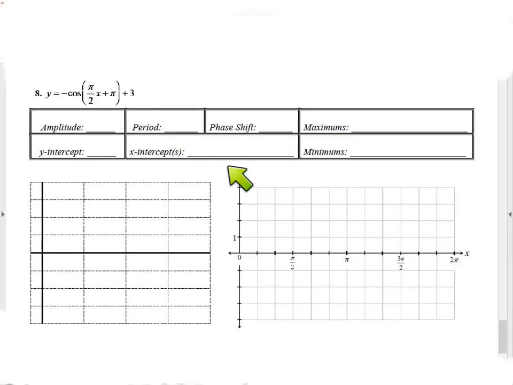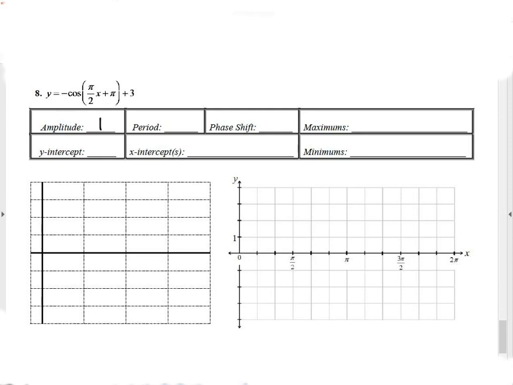Okay, it looks like here on this one, we have something multiplying the x. We also have a phase shift happening. We have a vertical shift, and we have this negative in front. Whoa, there's so many things going on here. So I'm going to take this one step at a time. My amplitude is going to be positive 1.